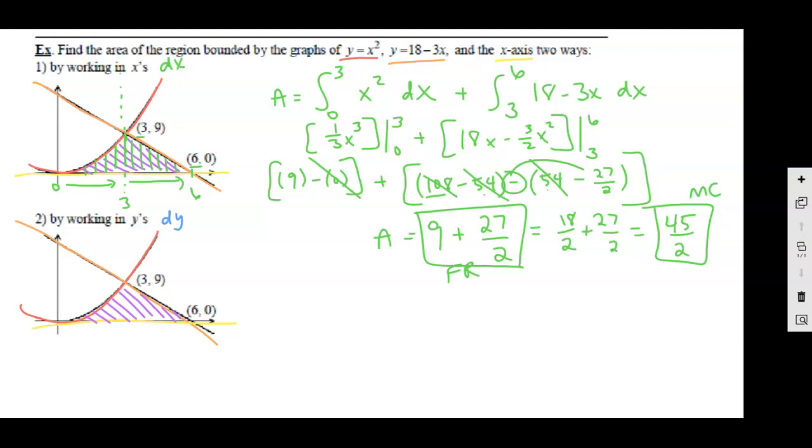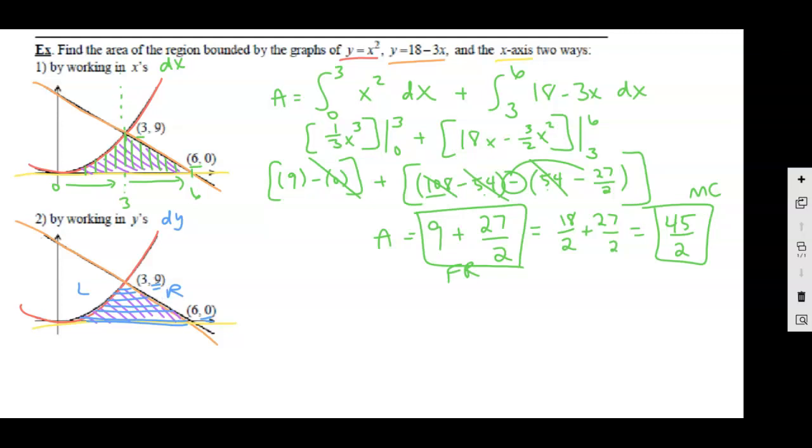Now, let's do this same region. We're not going to change the curves. We're not going to change the intersection points. Let's do the same region, but let's do it with the dy integration. Okay, now for a dy integration, we're going to integrate from the bottom all the way up to the top. And here we're only going to need one integral because the orange is always on the right, and then the red is always on the left. And we're going to integrate from the bottom, which is 0, up to the top.